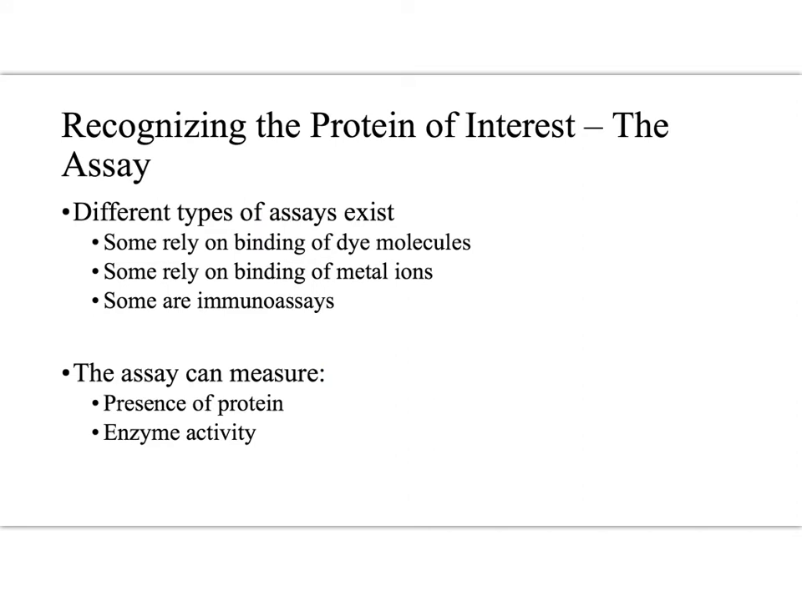So the way that we recognize the protein of interest is through the assay. And there are different types of assays that do exist. Some of the assays that we have will rely on binding of dye molecules to the protein of interest. So when this happens, the dye molecule binds to the protein of interest, and we actually can separate out by the color of that fraction. Some of these assays will rely on binding of metal ions. And some of these assays are immunoassays, which we'll explore more as we move through the semester.